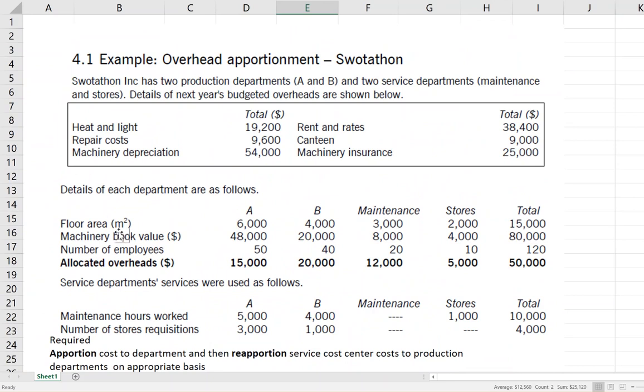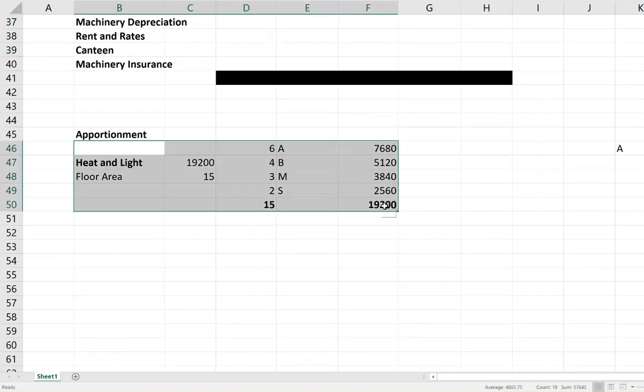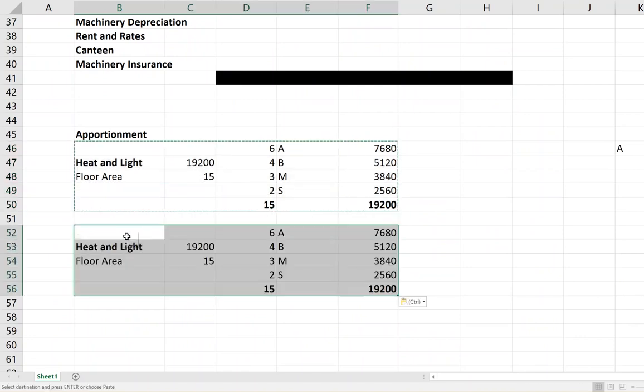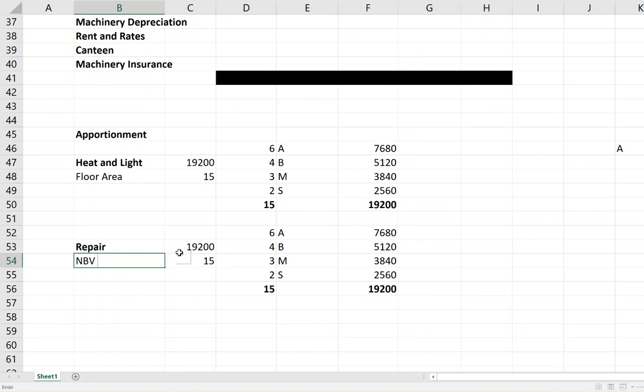Next is repair cost. So if we wanted to divide repairs, we could use floor area, machine book value, or number of employees. Obviously, the higher the value of machine, the more it will cost to repair. There are other factors as well, but remember, we are choosing the best between these 3. So I will copy this format. Now we are dividing repair, and we are using NBV of machines.